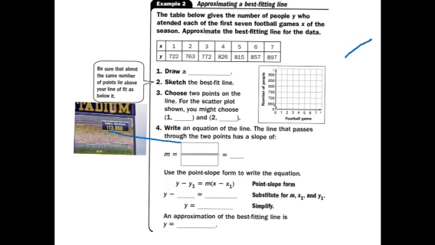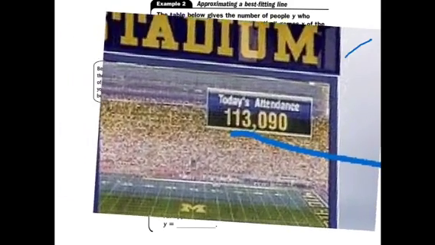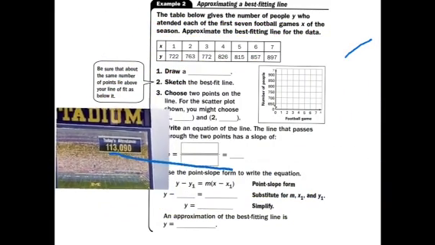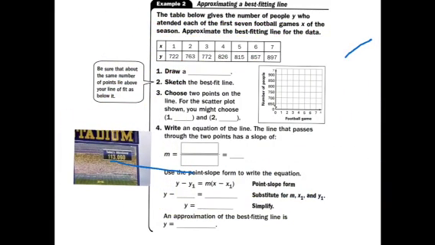Now, I just put this Michigan, 113,000 people in the big house. That's pretty crazy. That's a lot of people there.